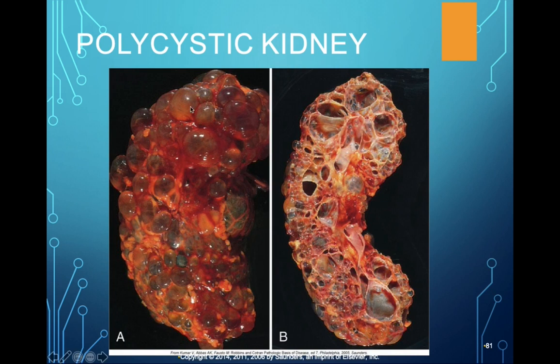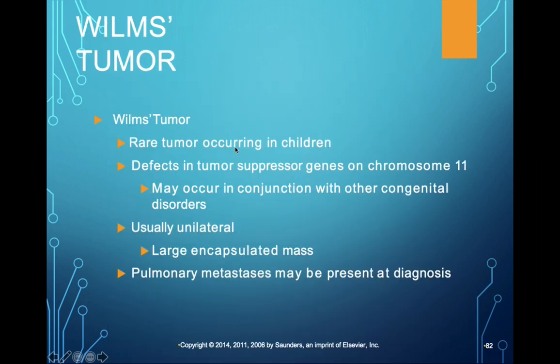This is polycystic. Look at all these cysts that are developing on the kidney. On the outside, when they cut it, you could see there's a loss of the function in nephrons and glomeruli that's associated with this. And then you have Wilms tumor, which is a rare tumor that occurs in children, and it's defects in the tumor suppressor gene on chromosome 11. It can occur in conjunction with other congenital disorders. This is usually unilateral. It's a large encapsulated mass, and pulmonary metastasis may be present at the time of the diagnosis.